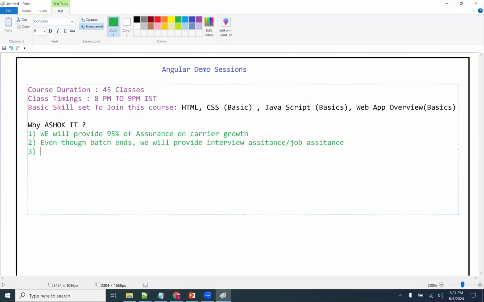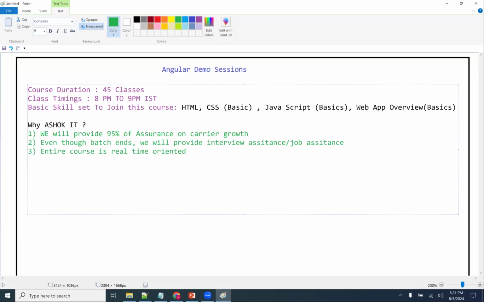The next one is that the entire course is real-time oriented. What do you mean by real-time oriented? Any topic I take: components, I'll take a banking sector; routing, an e-commerce framework; security, again an e-commerce framework; dependency injection, a banking product; directives, a payment gateway; Angular forms, payroll management. So everything is a real-time scenario.